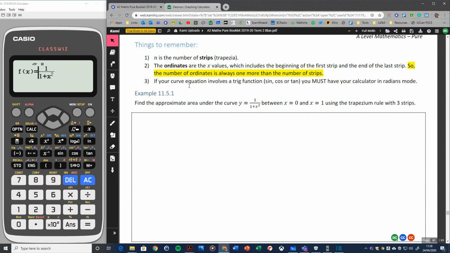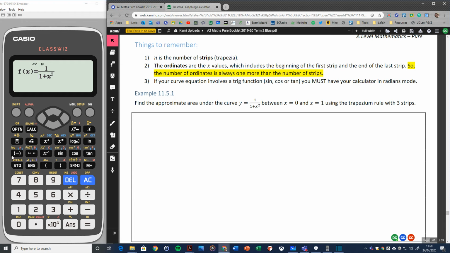This is a video on how to use the trapezium rule to find the approximate area under a curve. The curve in this example is y equals 1 over 1 plus x squared. Not a standard curve that you need to be able to draw, but if we just use a little bit of logic, we can figure out what this is going to look like.